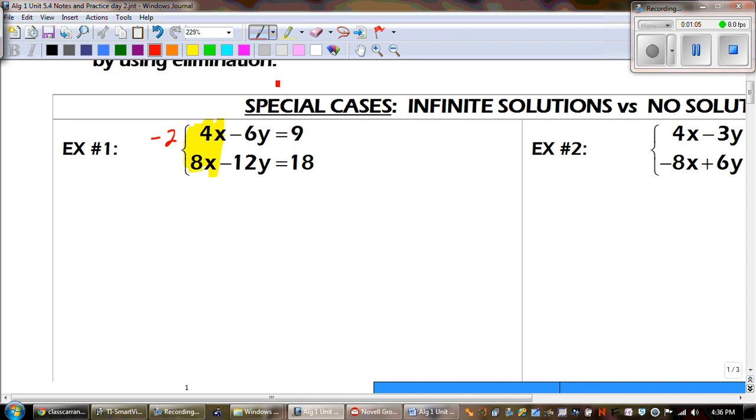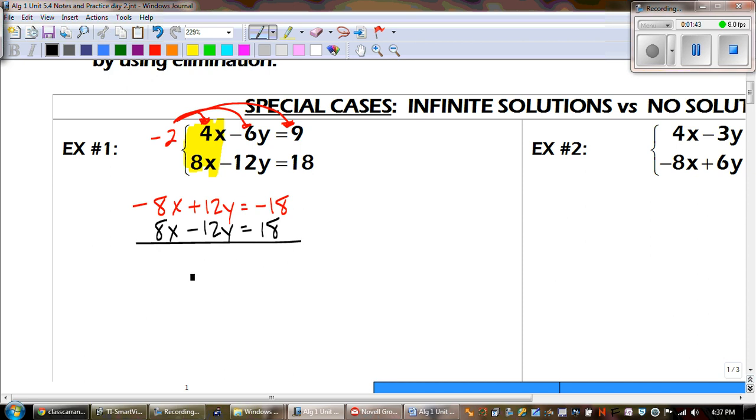Yeah, by -2. So when I multiply the top, -2 times 4 turns into a -8x. -2 times -6 turns into a +12y. And remember, we have to multiply all three terms. -2 times 9 turns into a -18. Now, we didn't change the bottom equation, so 8x minus 12y equals 18.